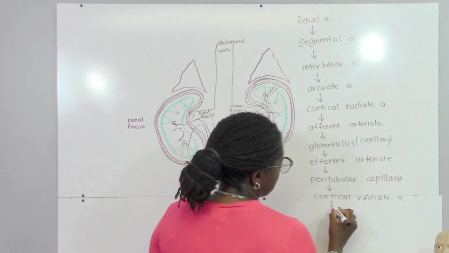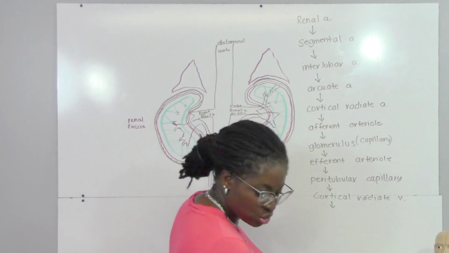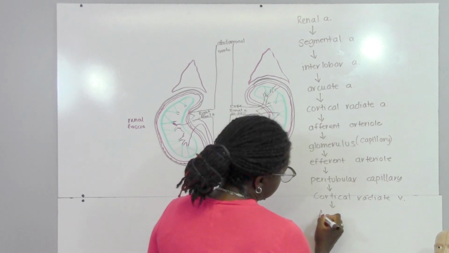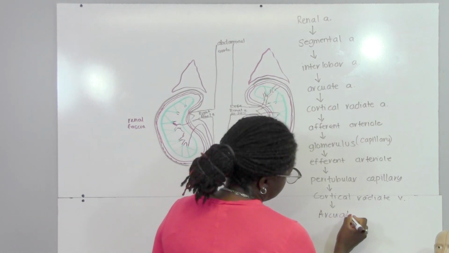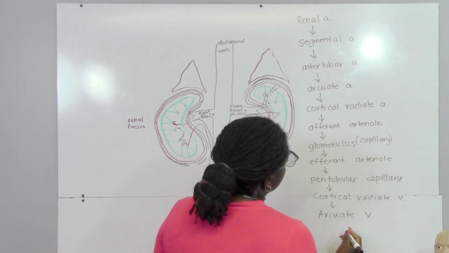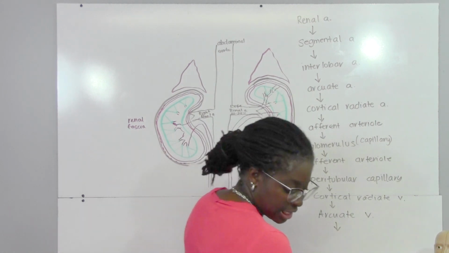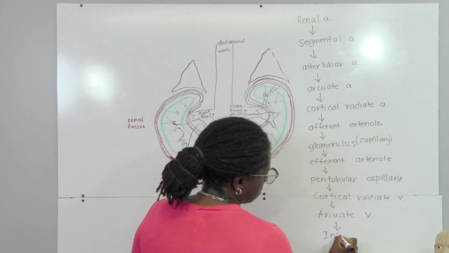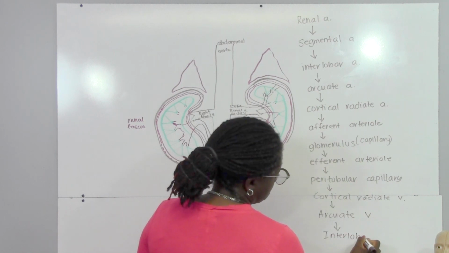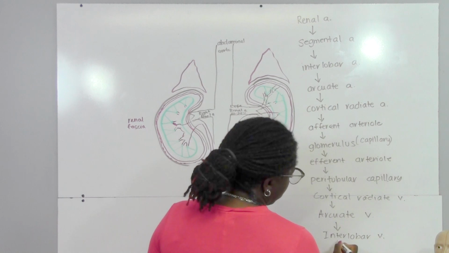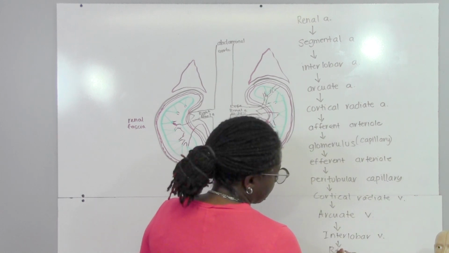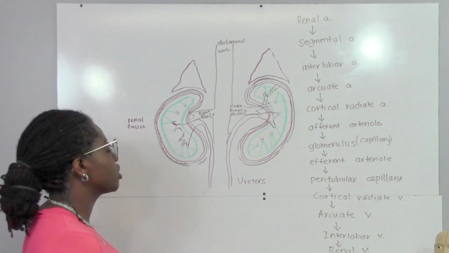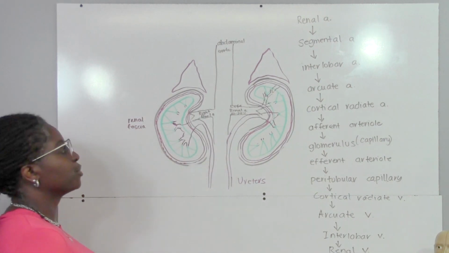That's going to then drain, of course, into the arcuate vein. From there, we're going to have the interlobar vein. There's no segmental. And that will empty into the renal vein. So that's our blood supply through the kidney.